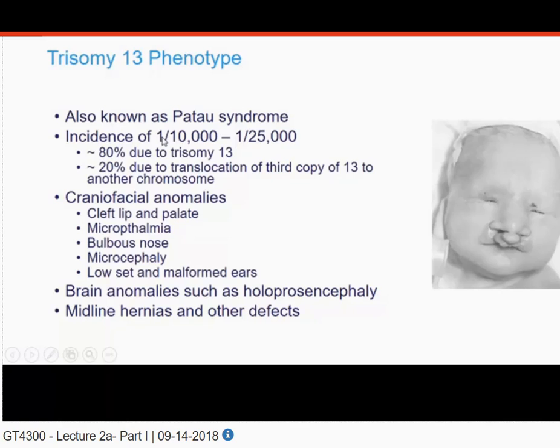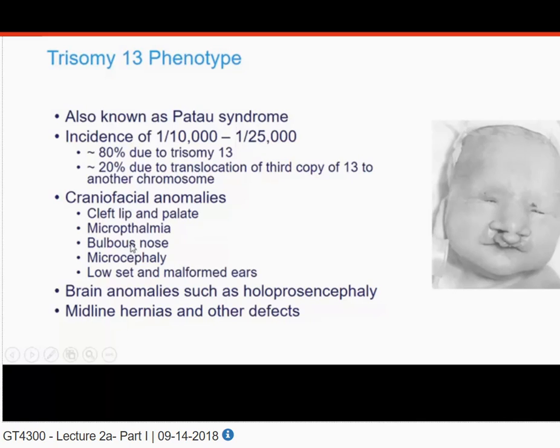The incidence in the live-born population is, fortunately, not very common. Like Down syndrome, though, this is an acrocentric chromosome, so the majority are the trisomic form, but there are also Robertsonian translocations. Here it's 80% due to trisomy 13 and 20% due to the translocation, whereas with Down syndrome, it's 95 or 96% for trisomy and only 4% for the translocations.